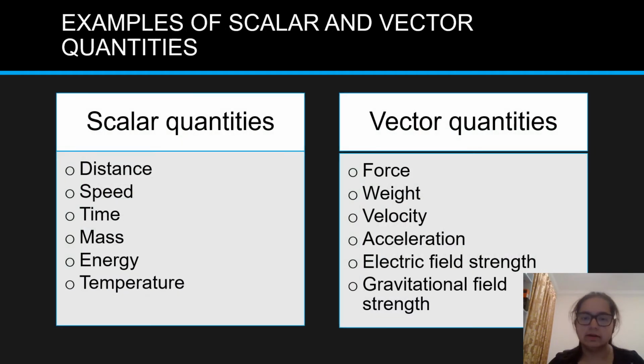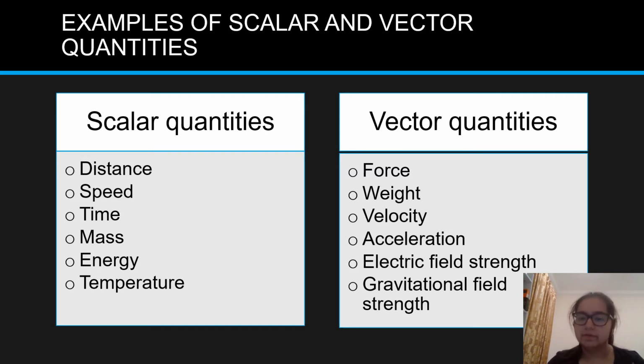Examples of scalar and vector quantities. Scalar quantities include distance, speed, time, mass, energy, and temperature. As you can notice in this, we don't tell the direction. We don't tell what the time is in this direction. We just tell the time. We don't say that it's 25 degrees Celsius towards the right. No, we just say it's 25 degrees Celsius.